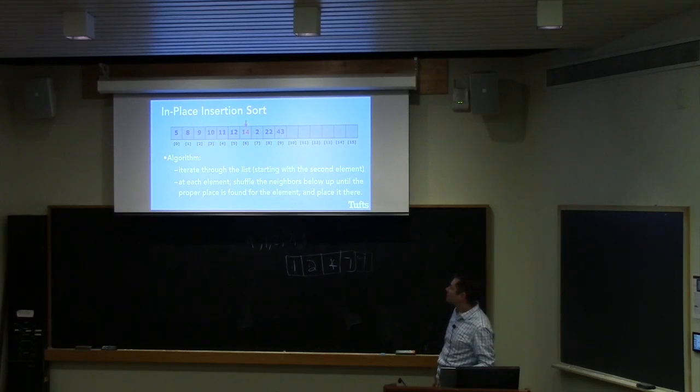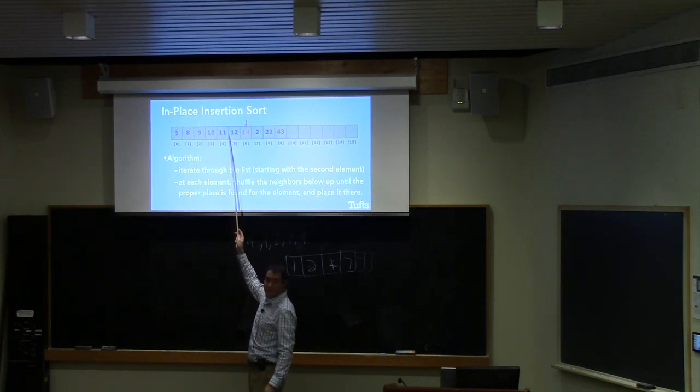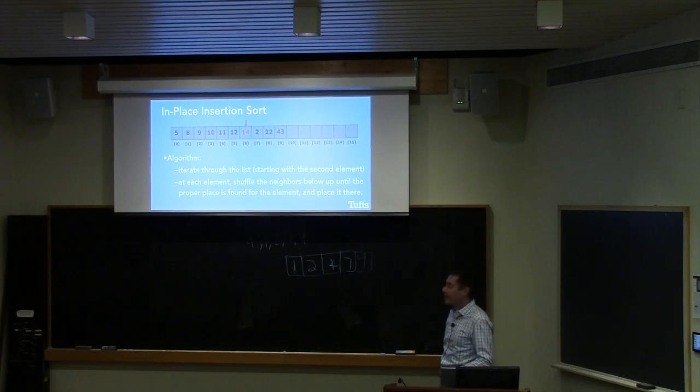All right, so 14 doesn't need to go anywhere because everybody's in order until that point. That's kind of one of the nice things, right? The bottom part of this list is always sorted, right? 14 doesn't do anything now. What about when we get to 2? Alex?